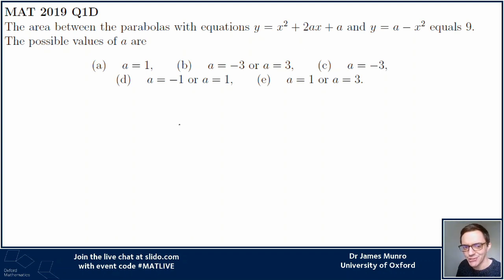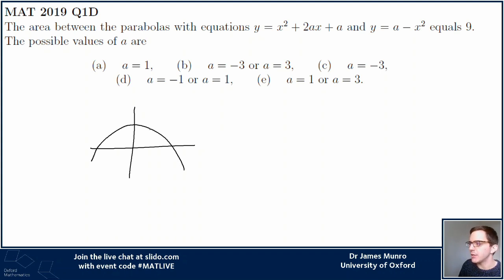I'll try and draw a picture to show you what I mean. Both of these, I've been looking at the equations, both of these go through x is 0, y is a, because if I put x is 0 in here, I just pick up the constant term. So let's try and draw those. The first one is a happy quadratic, isn't it? And the second one is an unhappy quadratic, negative x squared coefficient. Let's try and put that one in. So if a is positive, then the picture might look like this.